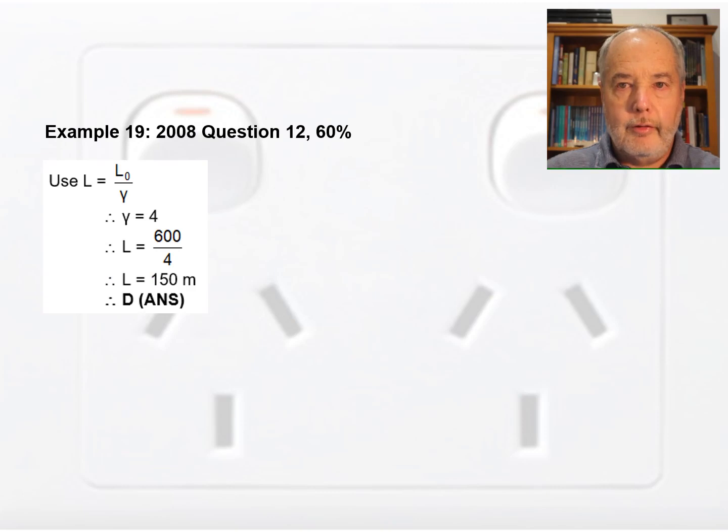In the laboratory frame, the distance travelled is 600 metres. In the electron's frame of reference, that will be the moving frame, the distance will be shorter. Gamma is 4, so 600 divided by 4 is 150 metres, giving the answer D.